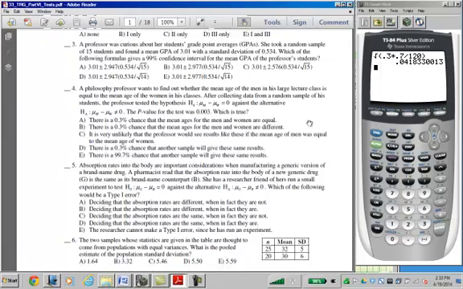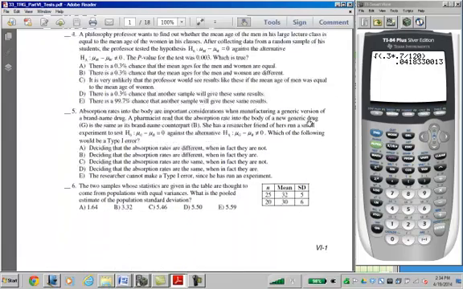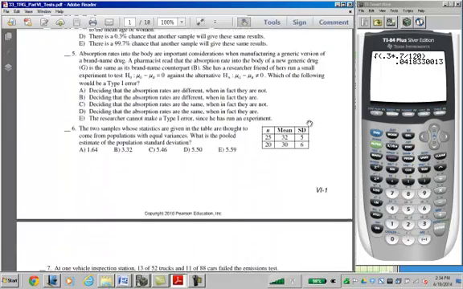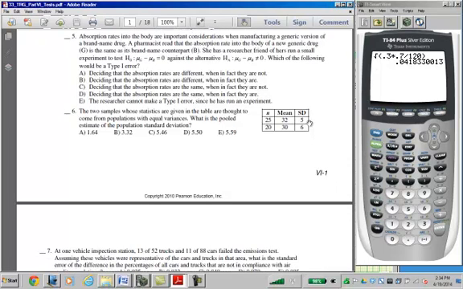Okay, here we're going to get number 5. Absorption rates. They run a small experiment to test the null hypothesis that there's no difference against the alternative that there is a difference. Now, which of the following would be a type 1 error?